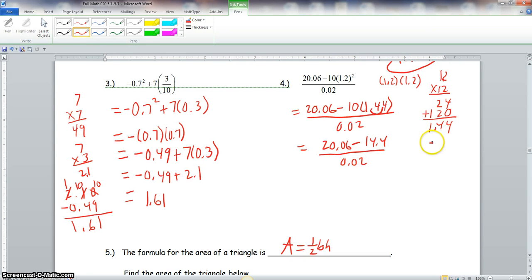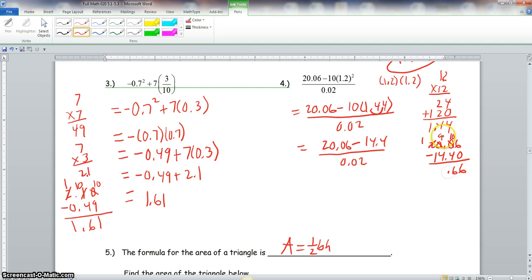So now we will subtract 20.06 minus 14.4. We'll put a 0 here. 6 minus 0 is 6. We cannot subtract 4 from 0, so we have to go until we get a number that's not 0. So we'll go to this 2 and borrow 1. Now we know this 0 actually becomes a 10, but we will have to borrow 1 from it, so this will be 9, and this 0 will be the 10. So 10 minus 4 is 6.